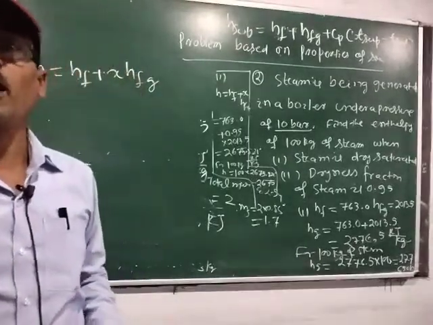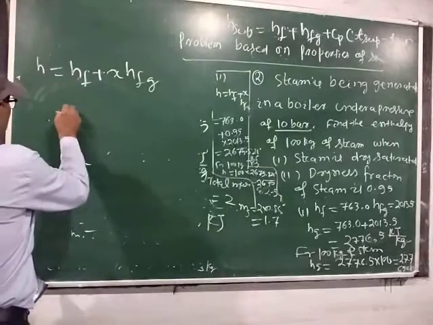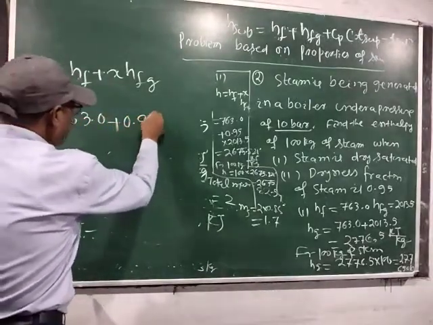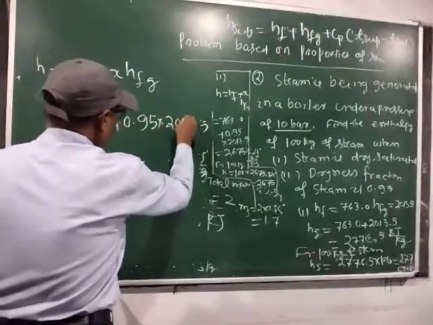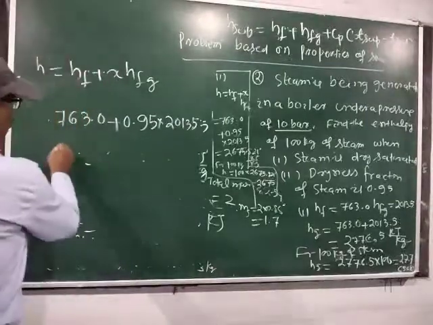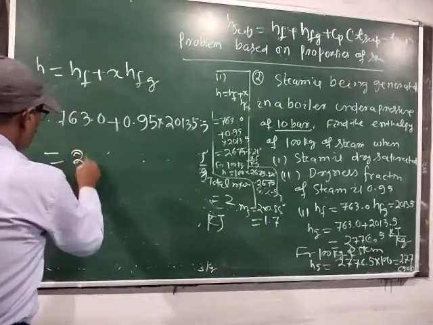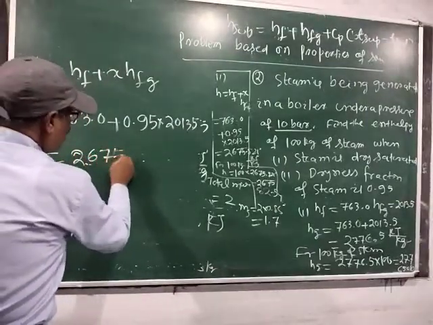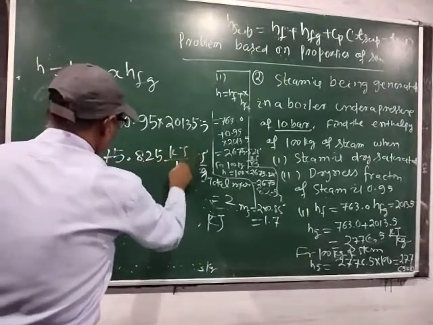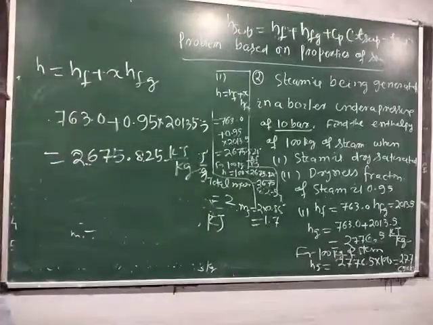Then putting all the values, we have 763.0 plus 0.95 into 2013.5 is equal to 2675.825 kilojoule per kg.